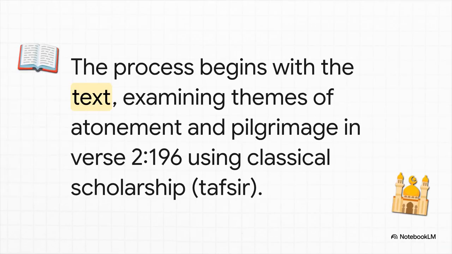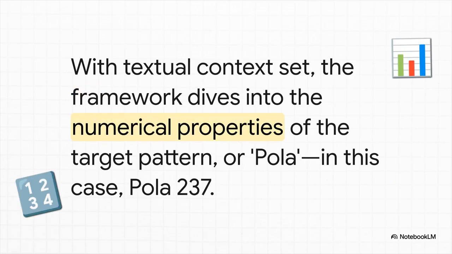Now, what's really interesting is where this all starts. It's not with numbers. It actually begins with the text itself. Step 1 is all about classical scholarship, using traditional interpretation to really understand the core themes of the verse, which in this case happen to be about pilgrimage and atonement. Okay, now we get to the numbers. Once that textual context is set, the framework moves on to step 2, a deep dive into the numerical properties of our target pattern, our pola, which for this example is 237.